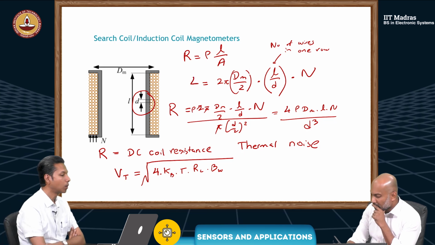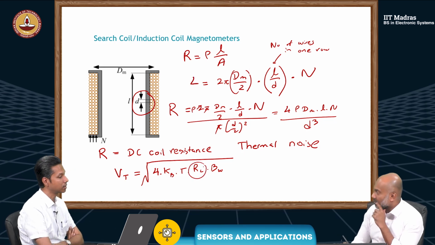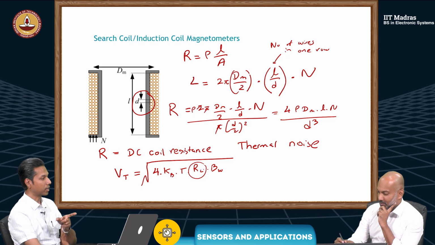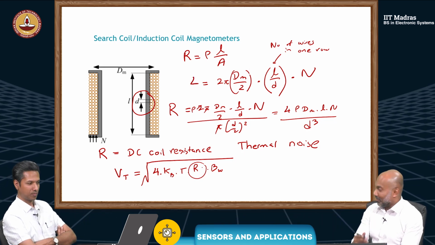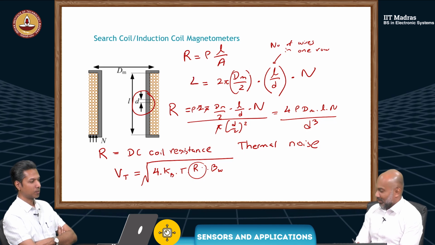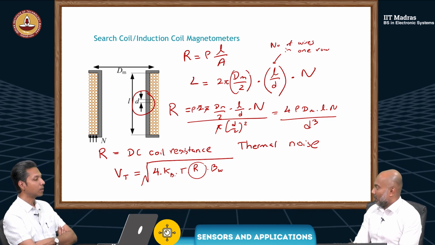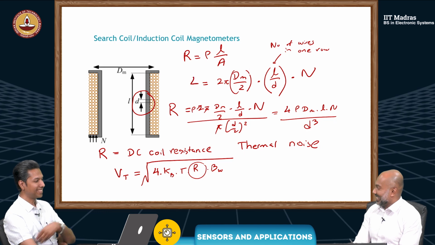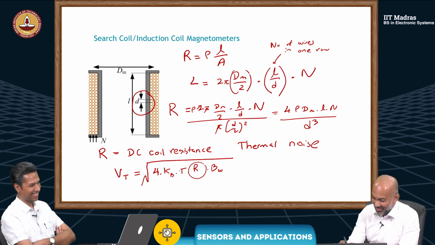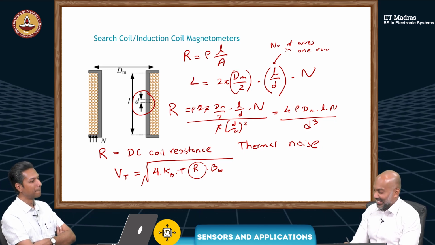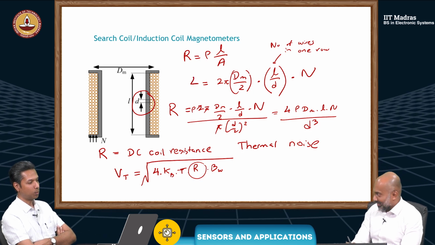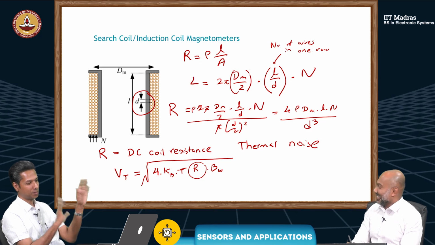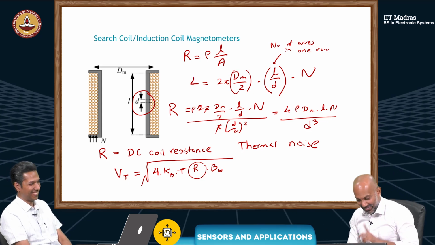Now, we know this. RL is the coil resistance. Let's make it RC. Or just R, right? Because we have R. Yes. Okay. T is the temperature. KB is a constant, Boltzmann's constant. What's the value? I'm sure you know.